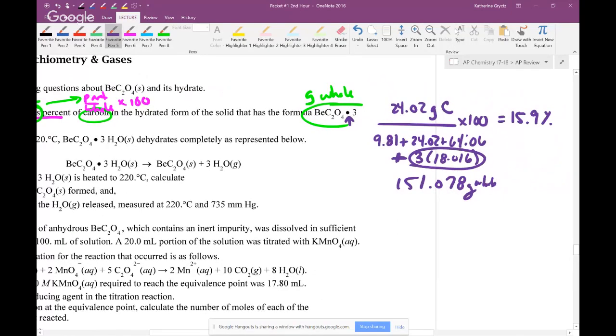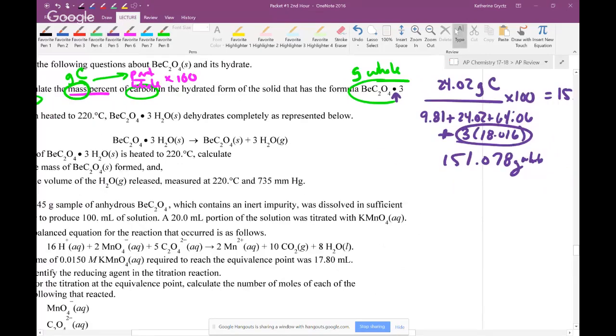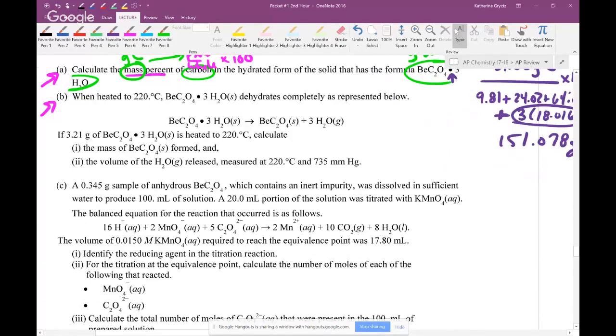Okay, and then on part B, it gives you a reaction. It gives you a grams of this compound, and it's heated to a certain temperature.